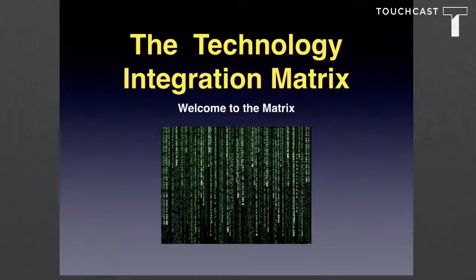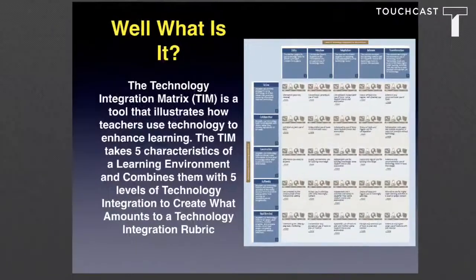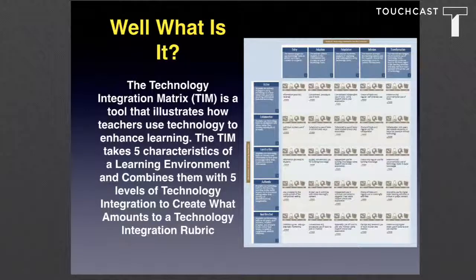And this one is all about the technology integration matrix. Welcome to the matrix. Now, the first question to ask is, what is it? Well, the technology integration matrix is a tool that illustrates how teachers use technology to enhance learning. The TIM takes 5 characteristics of a learning environment and combines them with 5 levels of technology integration to create what amounts to a technology integration rubric.